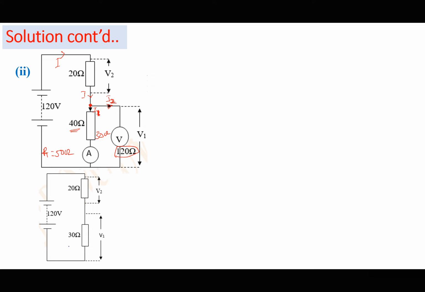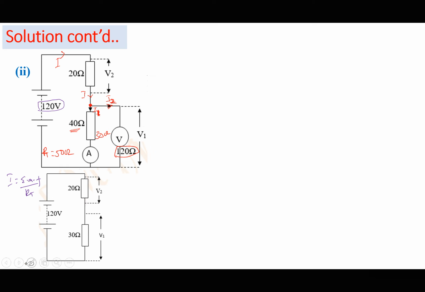So total resistance is 50 ohms, so I can find total current I. Remember, current is equal to the EMF divided by total resistance. Total resistance is 50, the EMF supplied is 120. So the current is going to be 120 divided by 50.